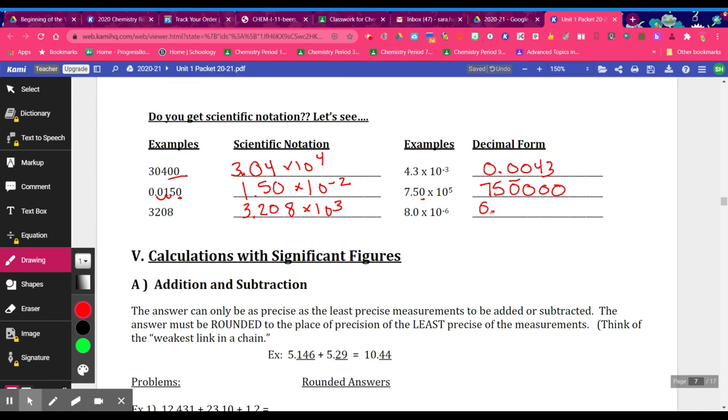Okay, I'm going to put a 0 placeholder. I need to move this 6 times, so I need 5 zeros out in front of the 8. 2, 3, 4, 5, 8. Now this is a significant 0. Need a 0 there. Okay.